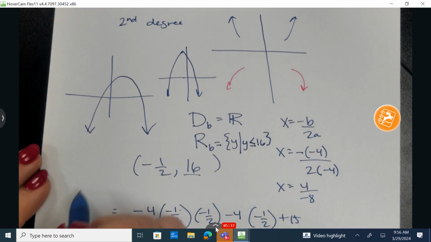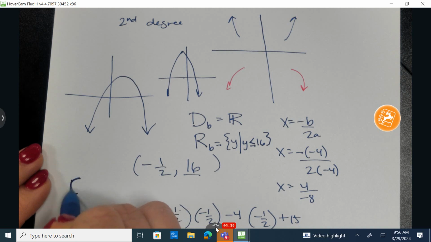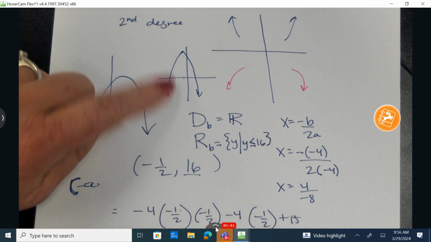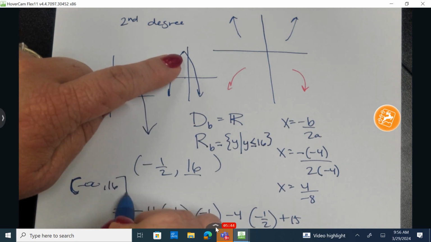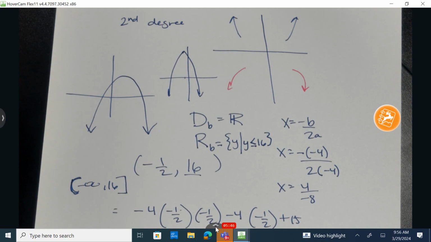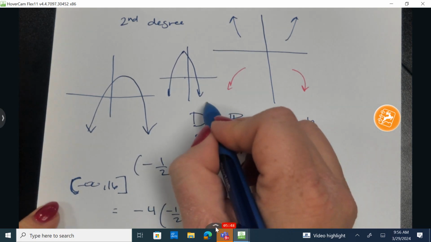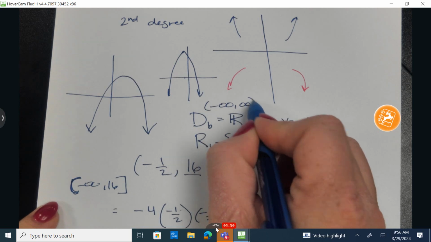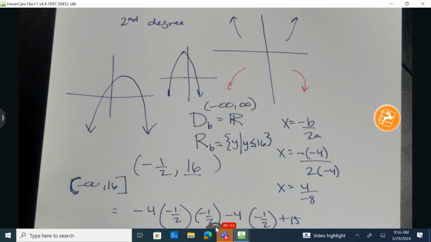Now in interval notation, we could have expressed that as making sure this is a parenthesis. There's no limit how low it goes, and it goes up as high as 16. We need to include that. Same thing here. We could express the domain as negative infinity to positive infinity if we prefer that. All right, what's the next thing? The next thing is the zeros, which is directly related to the x-intercepts, and then the y-intercept.